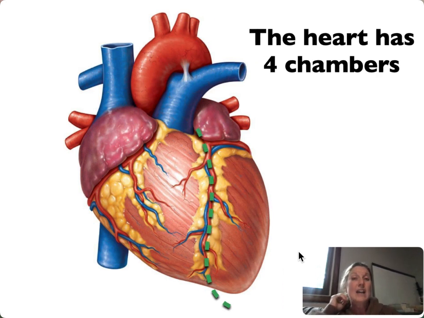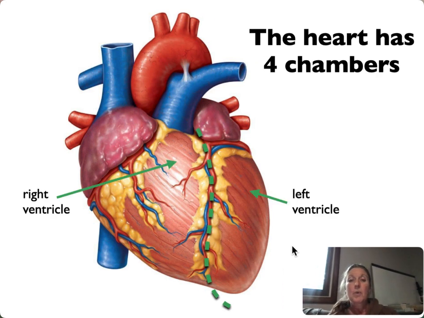So the heart has 4 chambers. We're going to look at them from the outside and then the inside. The part of the heart that really looks like muscle and looks like the bottom part of a cartoon heart, this is where the ventricles are. They are the main pumps of the heart. On this side is the left ventricle, and on this side is the right ventricle.